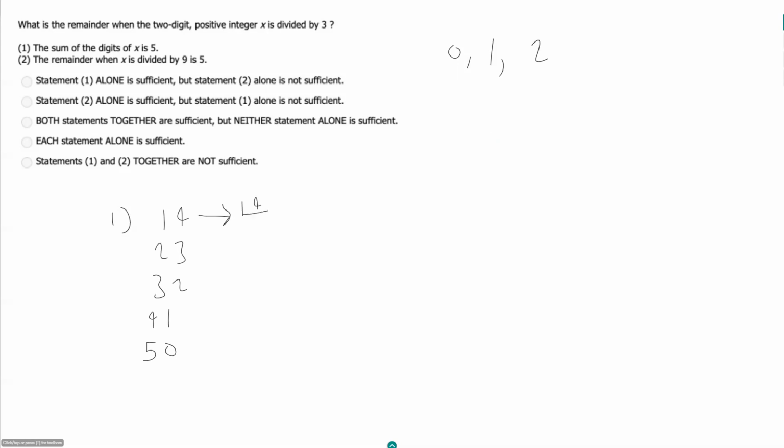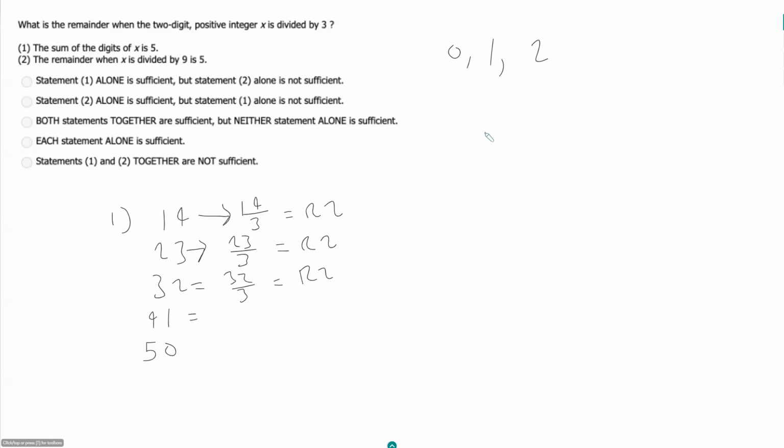So 14 over 3 is going to be 4, remainder 2. 23 divided by 3 is going to be 7, remainder 2. And then 32 divided by 3 is going to be 10, remainder 2. And so it looks like this is going to be sufficient. And you can sort of see the pattern.